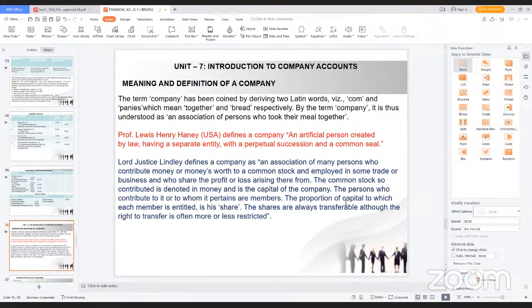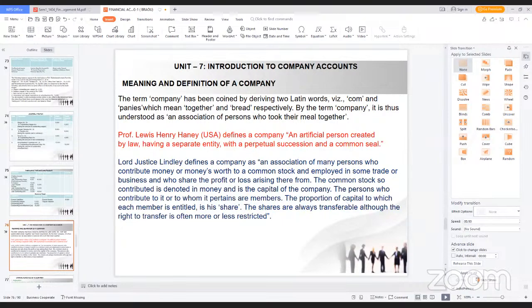By the term company, it is thus understood to be an association of people who took their meals together. That is how the term company has been coined. It has two parts: com and panis. Com means together, panis means bread. It is understood as an association of people who come together and have their meal together.